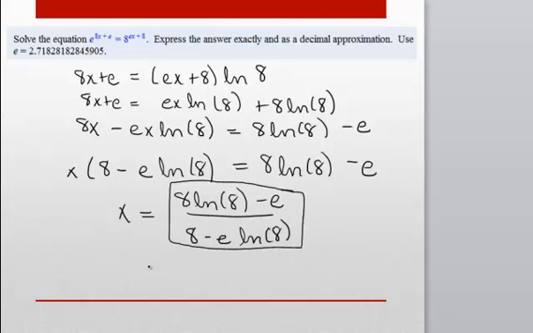But what would the approximation be? This will be approximately 5.9.